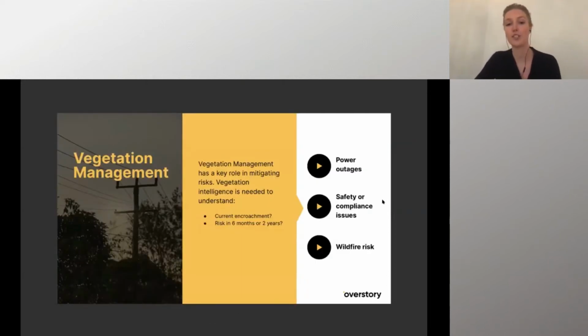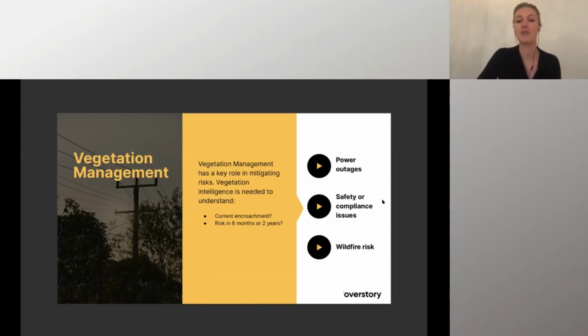So if we start with vegetation management, as we know, this is key for mitigating risks. Especially power outages, safety, compliance, and of course, wildfire risks are key to mitigate, and vegetation management has an important role in this. To better understand the vegetation in the right-of-way, we need to get the right data. A complete view of the vegetation on and around the right-of-way is needed.